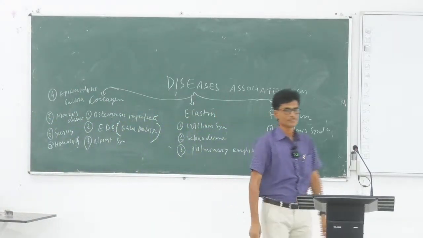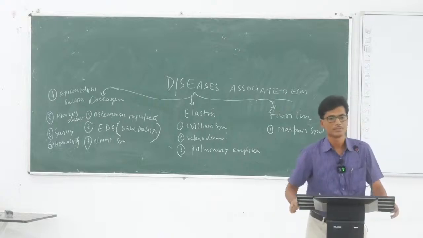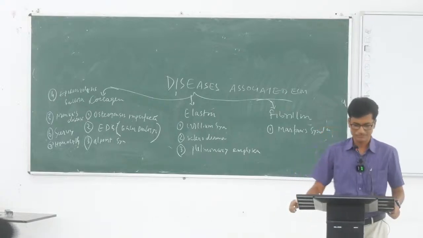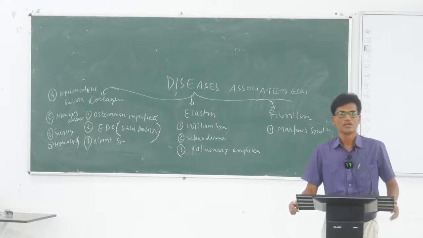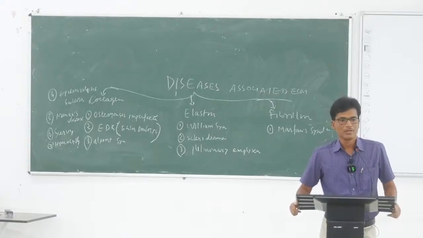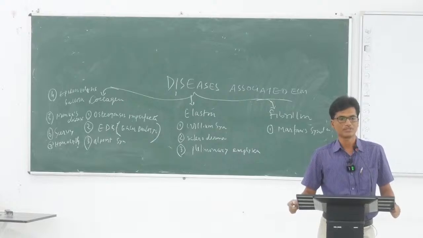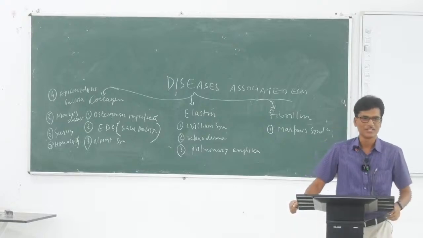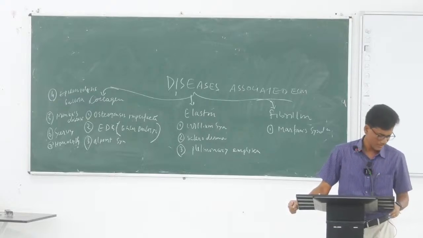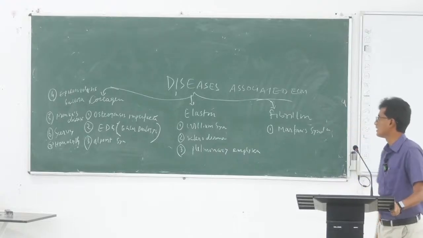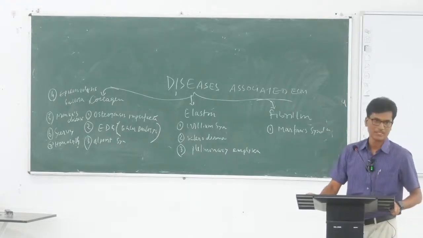This is the nutshell, the disease associated with the ECMs. First one, disease associated with the collagen. As we know, 30 genes and 8 enzymes are associated with the collagen synthesis. Right? So the diseases are associated with either defect in the gene or defect in the enzymes. First, disease associated with the collagen synthesis, that is osteogenesis imperfecta.